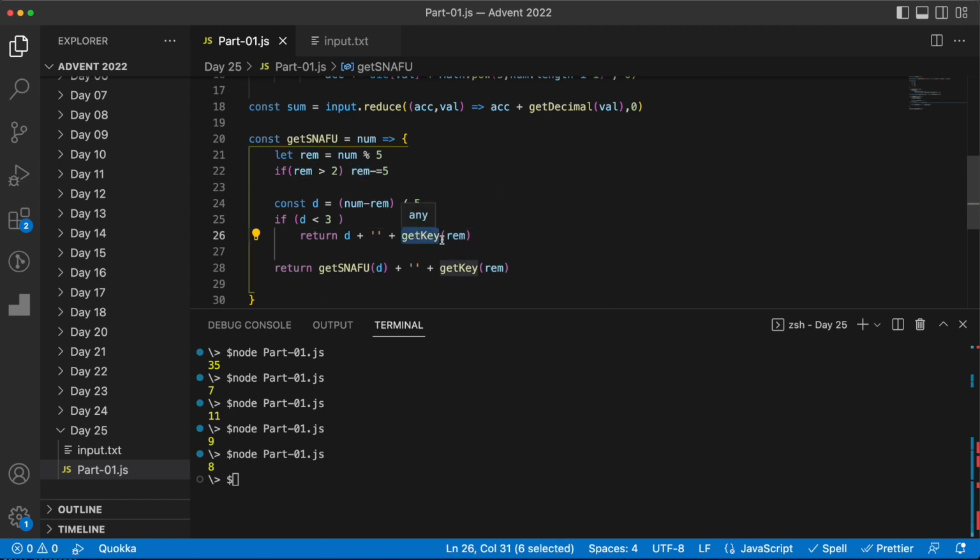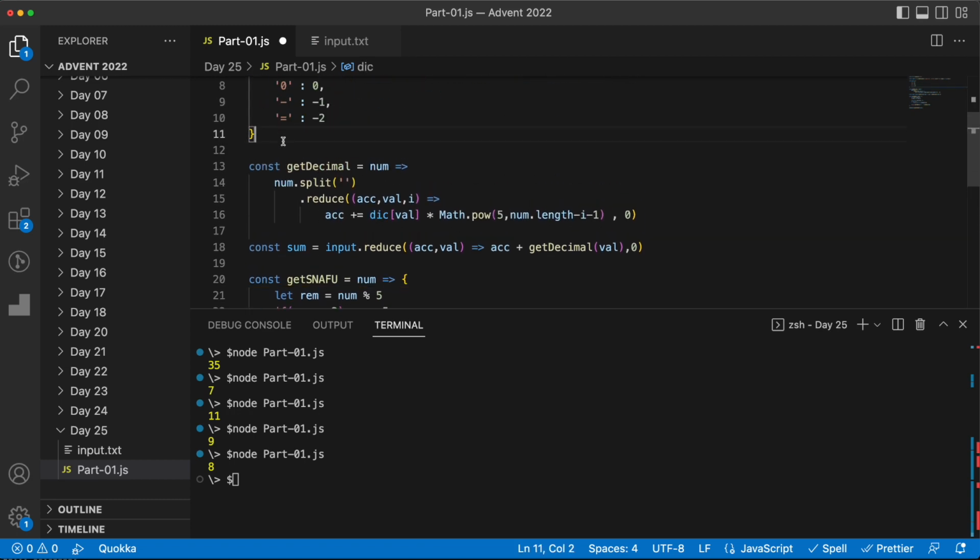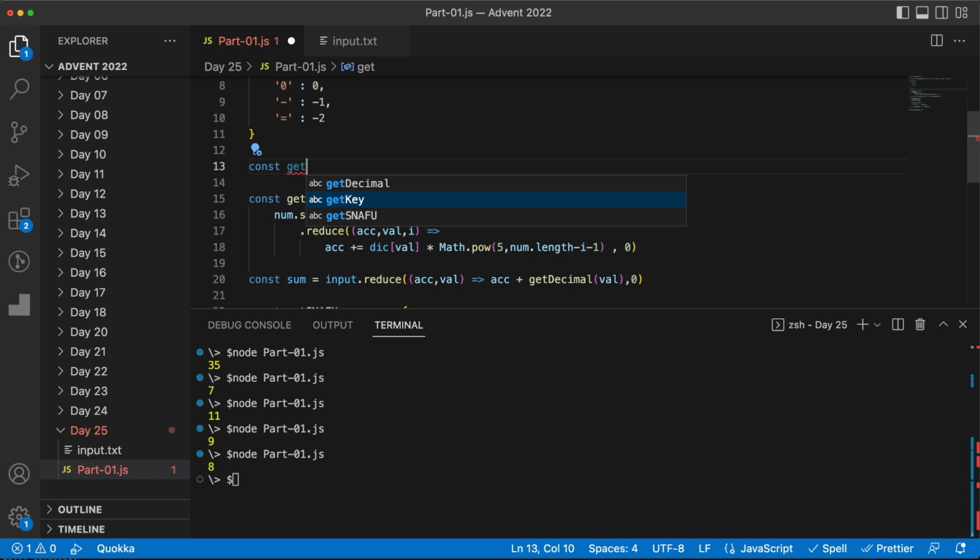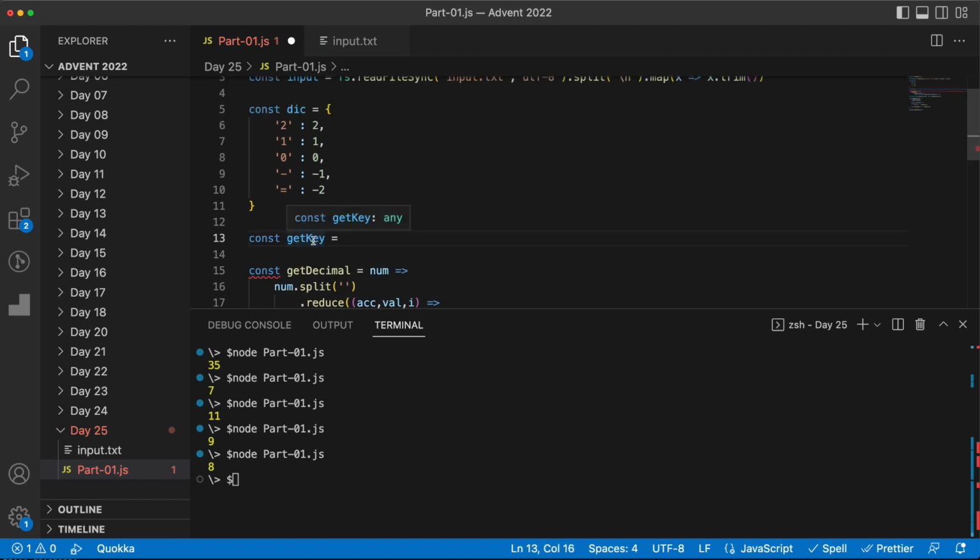I need to write this function as well. But if that number is big, then I need to recursively call this with the new number and then get the key in the end, at the end of it. So I think the only thing is that I need to write this function. The getKey function will get one of these values and we'll see which key it maps to.